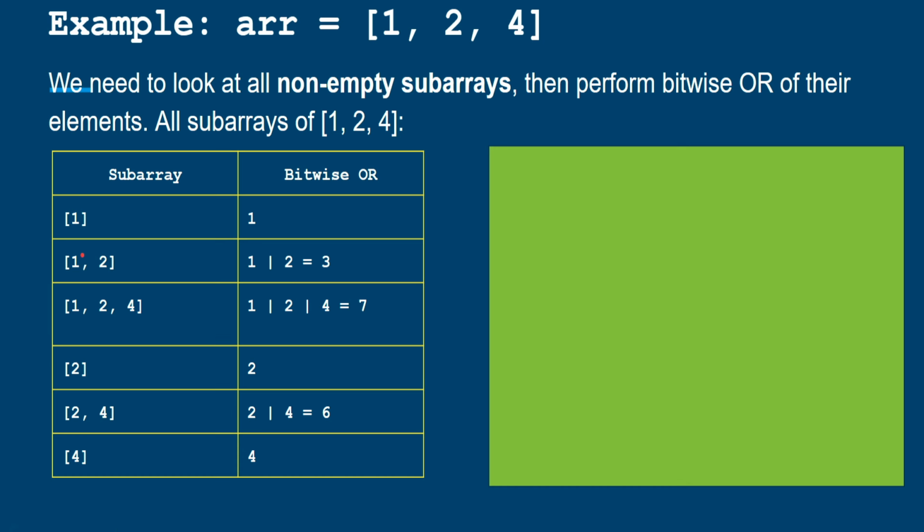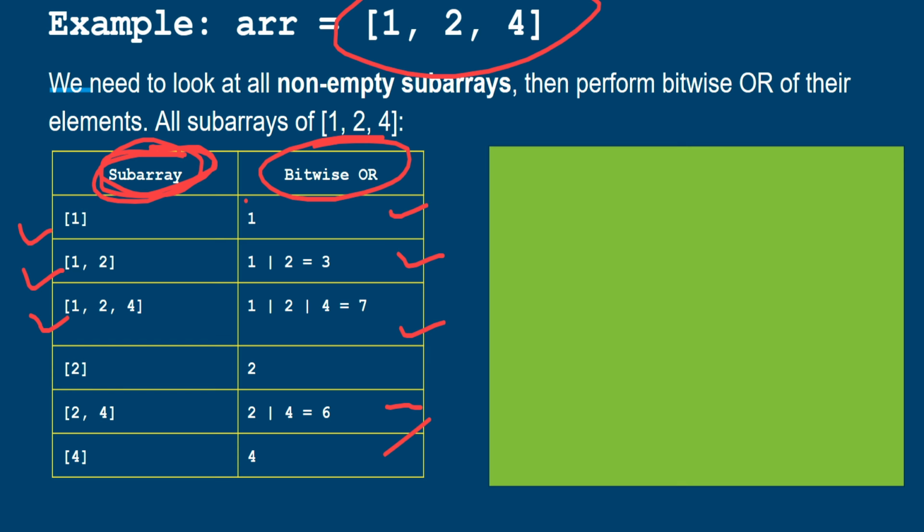So we need all the subarrays. We have to find all the subarrays from this given array, right? This is what the question is saying. And after that you will apply the bitwise OR. Okay, I hope you understand. It means first of all we'll find the subarrays and then we will apply the bitwise OR. I hope you understand, right?